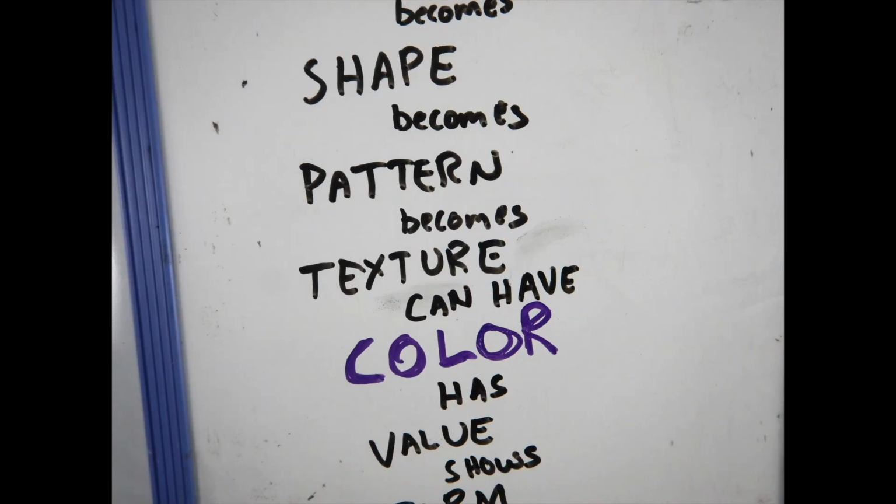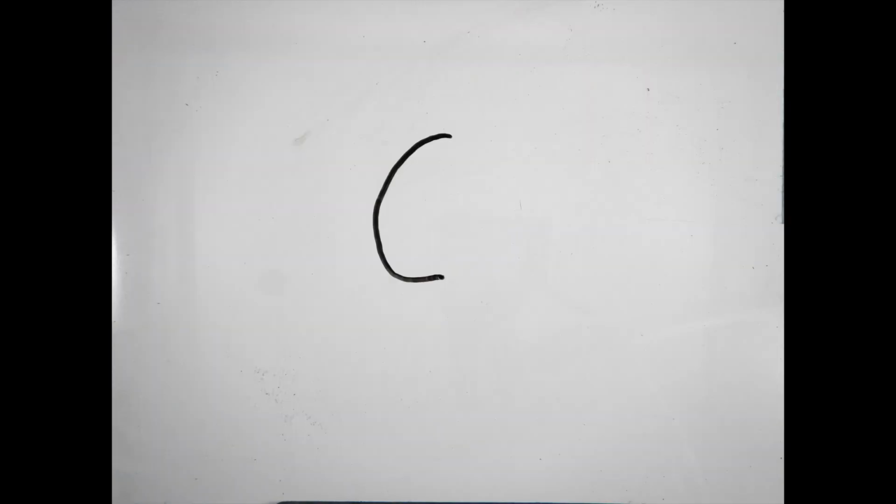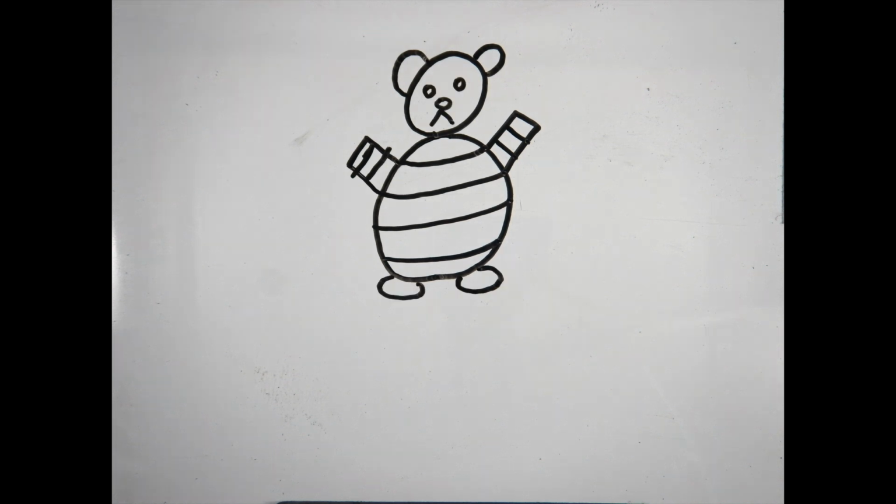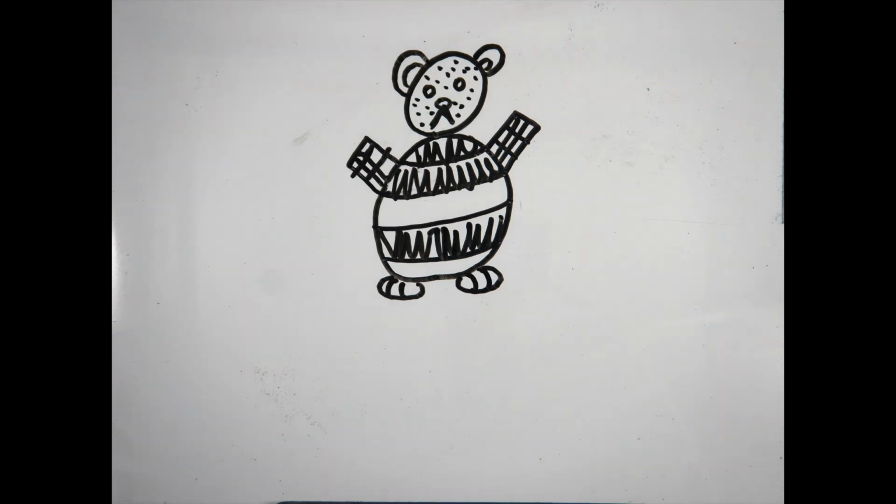When we say all those things about becomes and has and shows or can have, let me show you what I mean. I can use a line to make a shape. And then I can take a shape. When I start adding a bunch of other shapes, it starts looking more interesting. But then I can turn those shapes into patterns like these stripes. But I can make those patterns more interesting by filling them with texture, which is just a pattern that repeats even more and makes it look like it feels like something else.